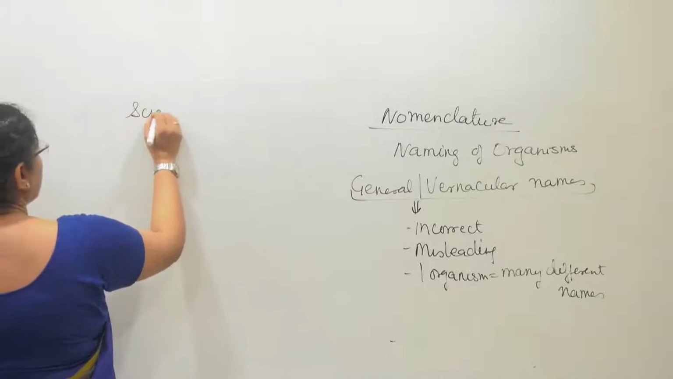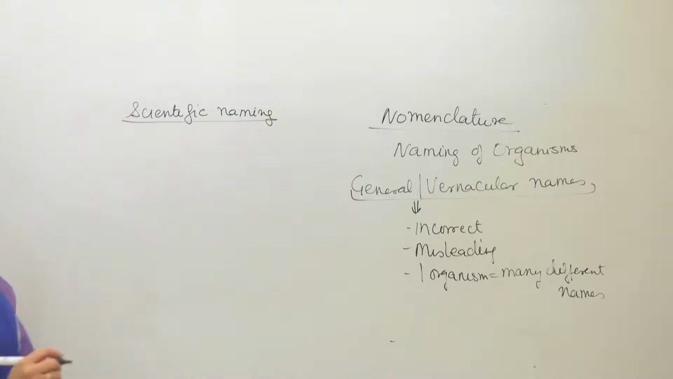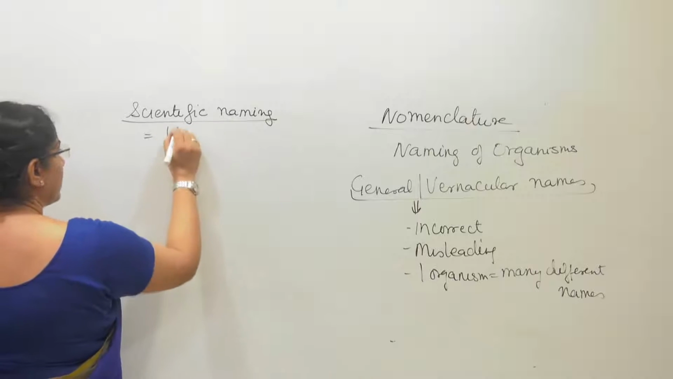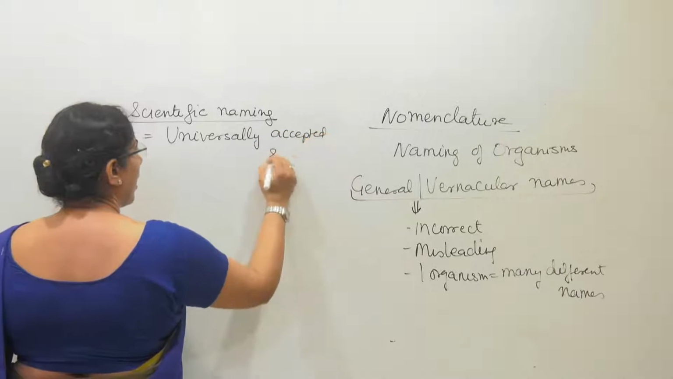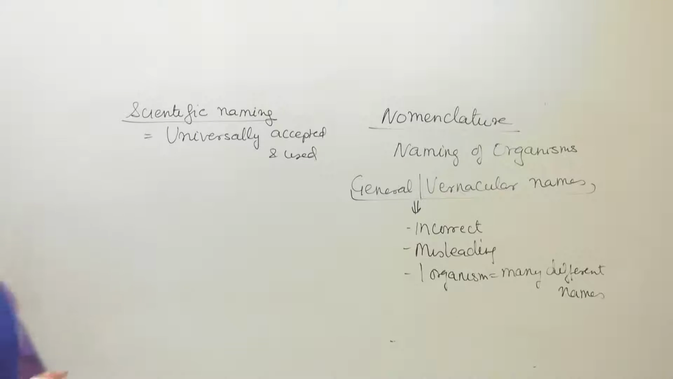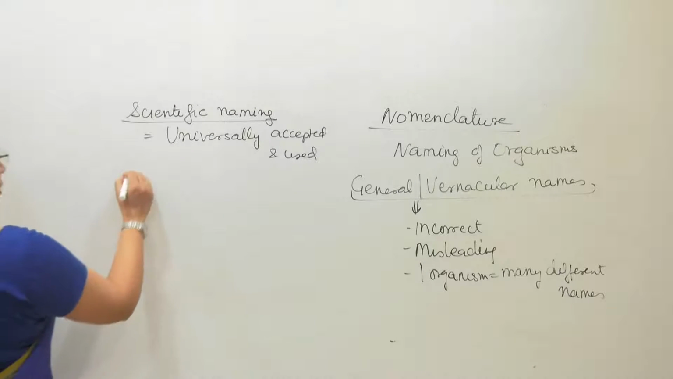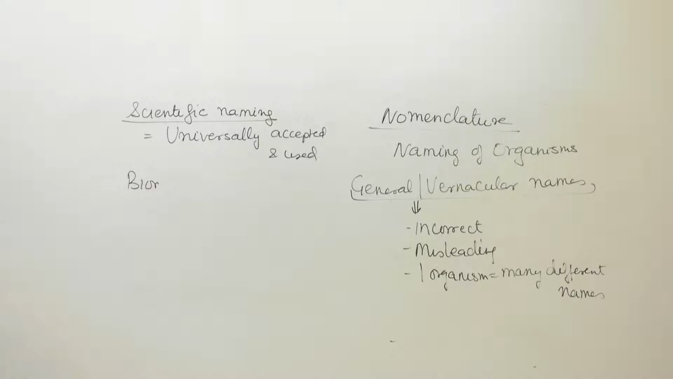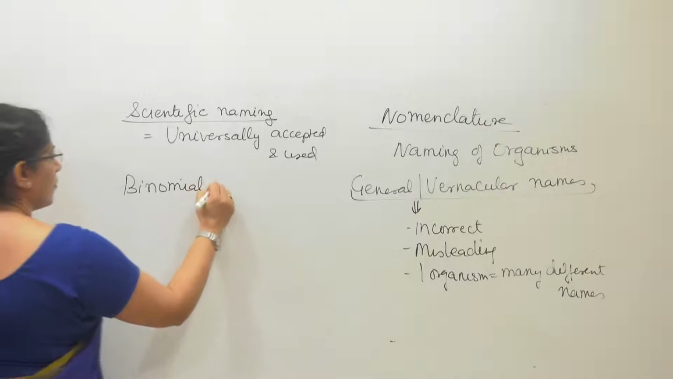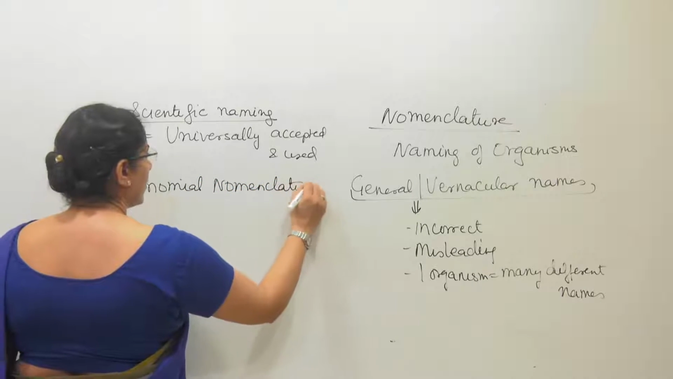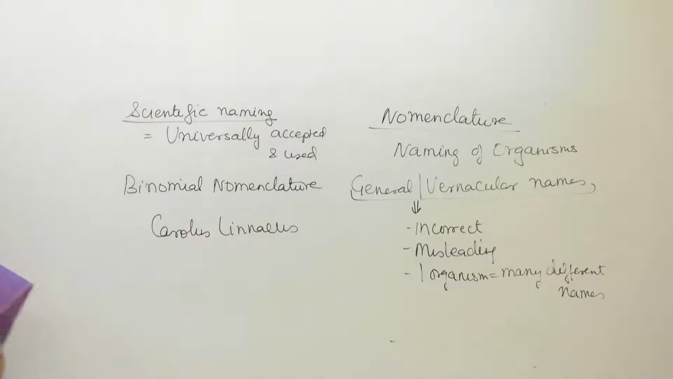So the need for scientific naming, which should not only be correct, but also it should be universally accepted and used. Now there are several scientists who have given these type of naming techniques and methods. What we follow is the binomial nomenclature given by Carolus Linnaeus.